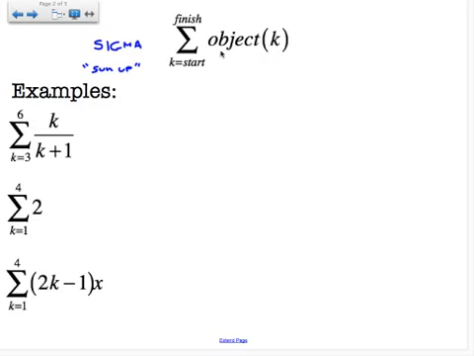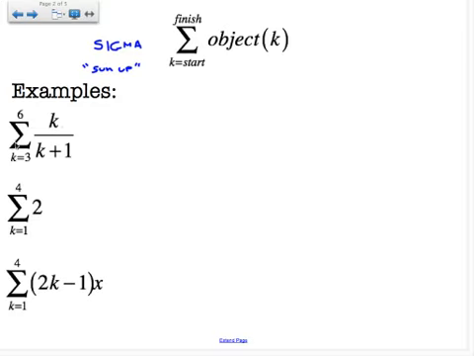So what do you add up? You add the object at the value of the parameter where we start, and then we add the next value of the parameter. Okay, because the values of the parameter are going to go up by integer values. And then we continue adding until we get to the value of the parameter that's at the top of the sigma. So let's do some examples.